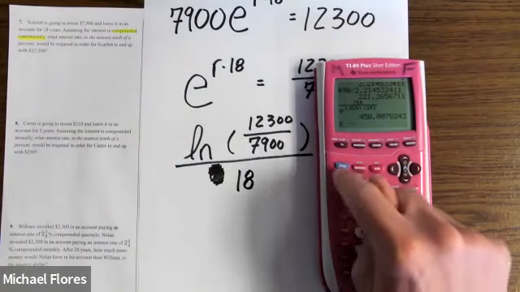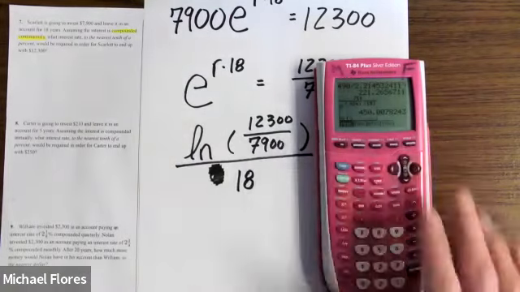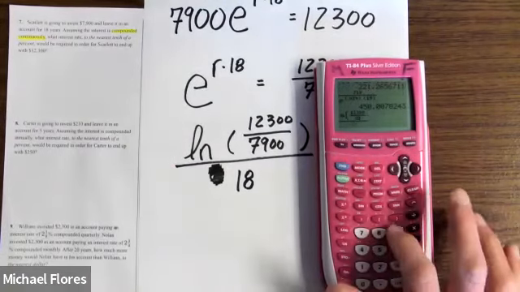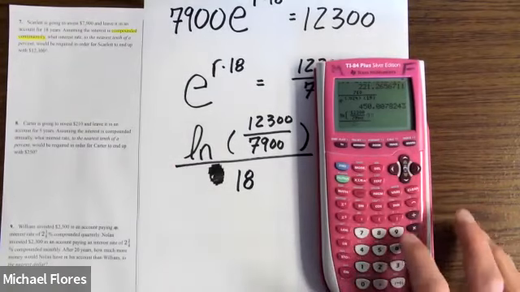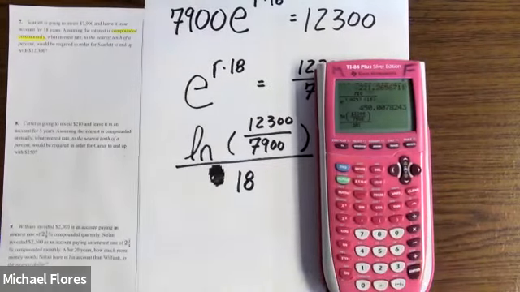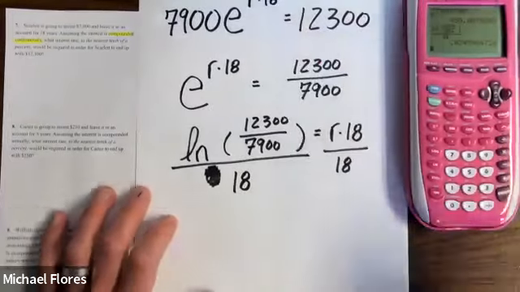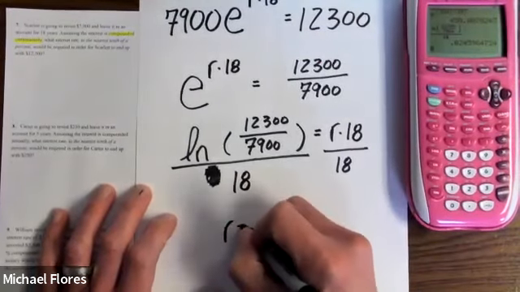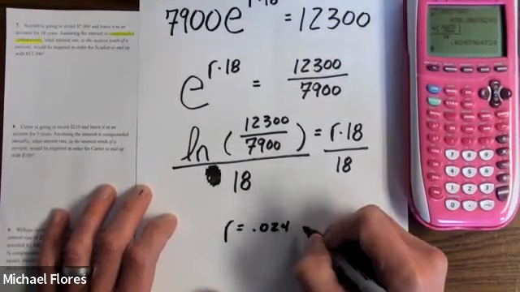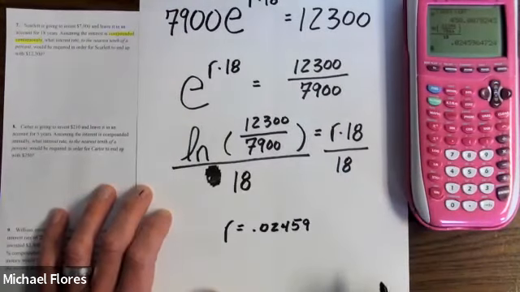Oops, let me start with the fraction symbol. On top of that fraction, we have ln of. All right, so we have r equals 0.02459. I'm going to stop there.